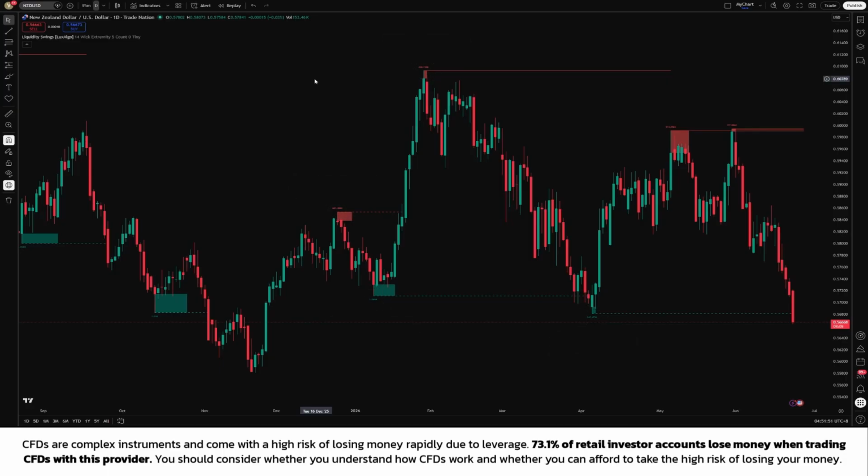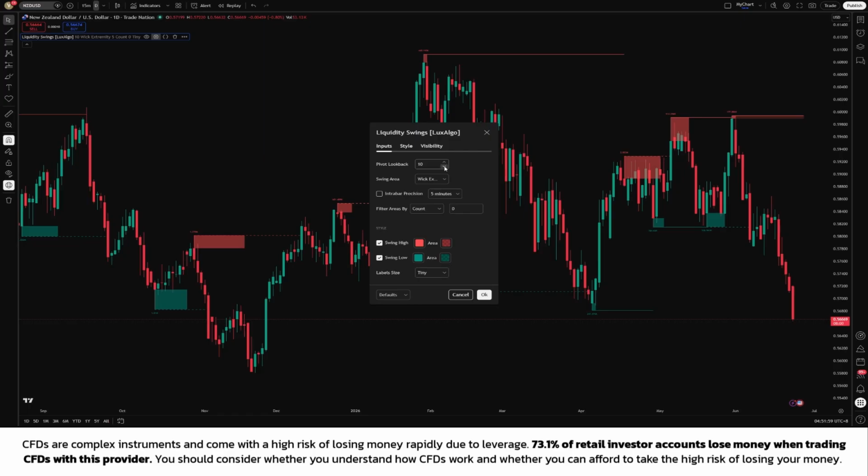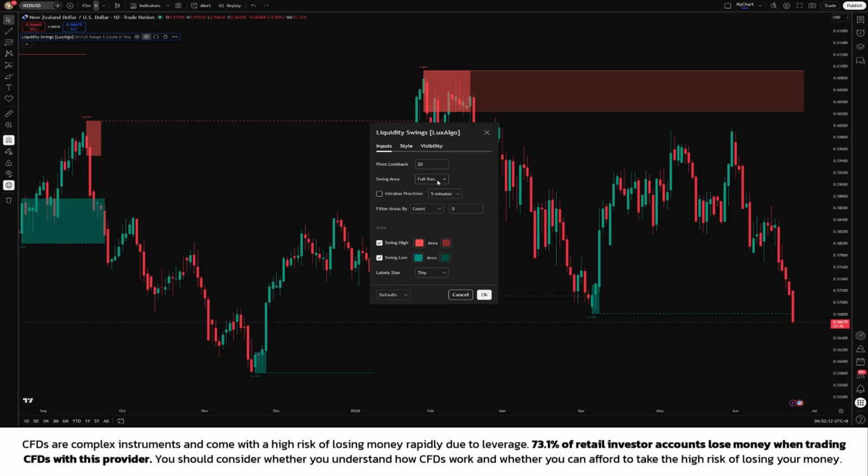The settings also change how the zones are built. The pivot lookback controls how sensitive the swing detection is. A shorter lookback will usually find more swings, while a longer lookback will focus on broader structure. The swing area setting gives two choices. Wick extremity focuses on the wick portion of the swing candle, while full range uses the full candle area. That allows the zone to be tighter or wider depending on how much of the swing candle you want to include.